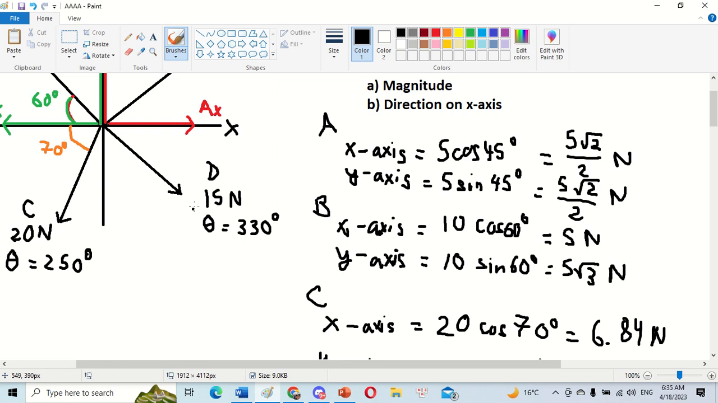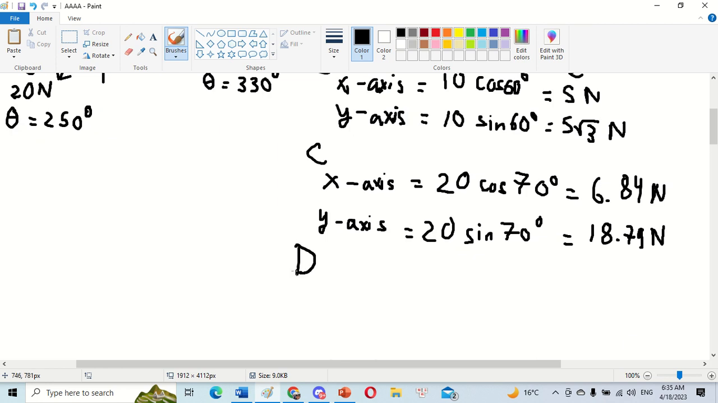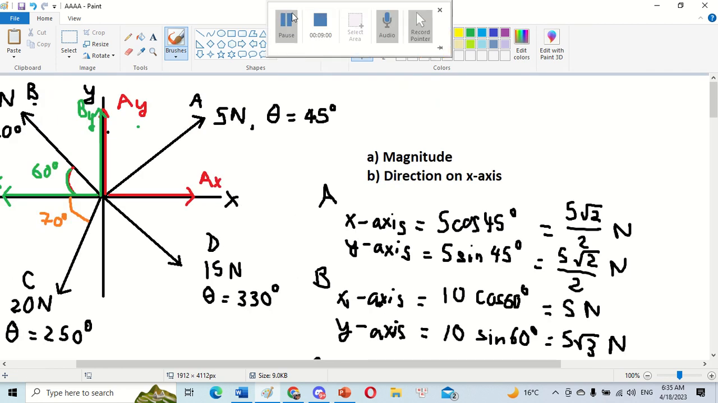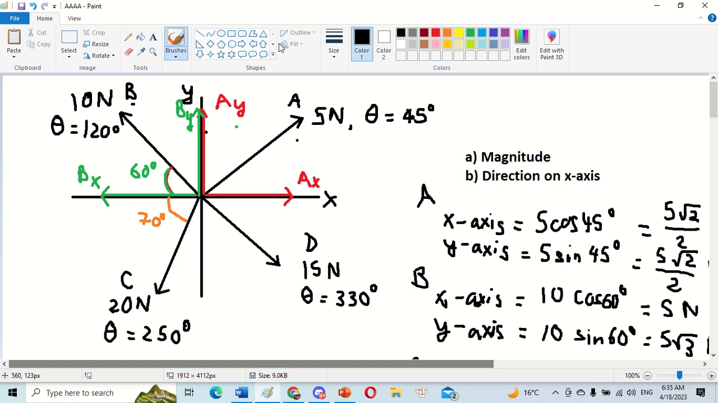Now the last one is vector D. We can highlight the CX and CY. So that should be like this.